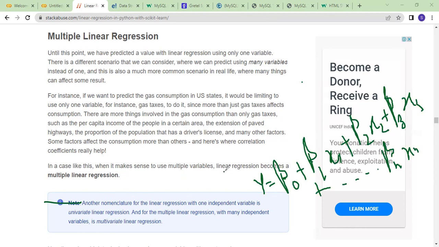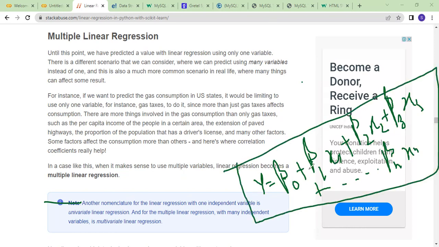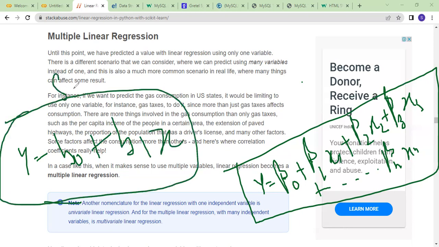So this is the multiple linear regression equation, right? In simple linear regression, we consider only y equal to b0 plus b1 of x. So this is simple linear regression, but this is multiple linear regression. When we have one predictor variable and one coefficient, we say it is simple linear regression. But in multiple linear regression, we have multiple predictor variables.